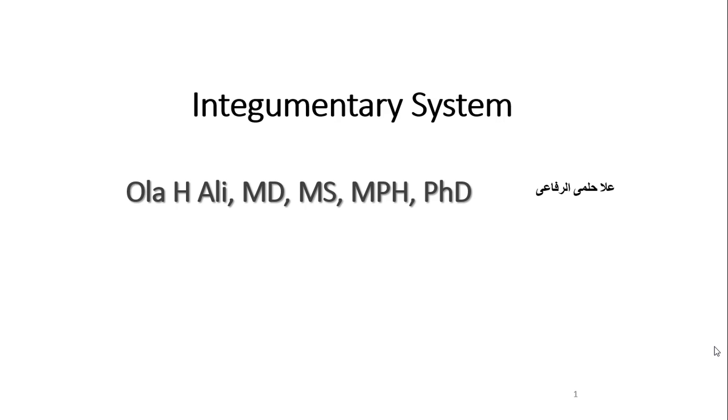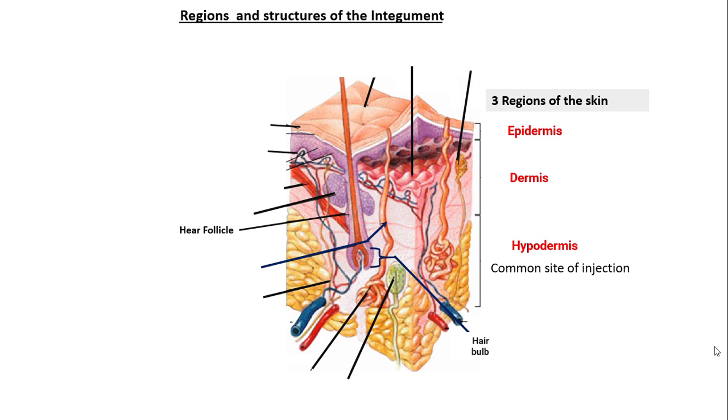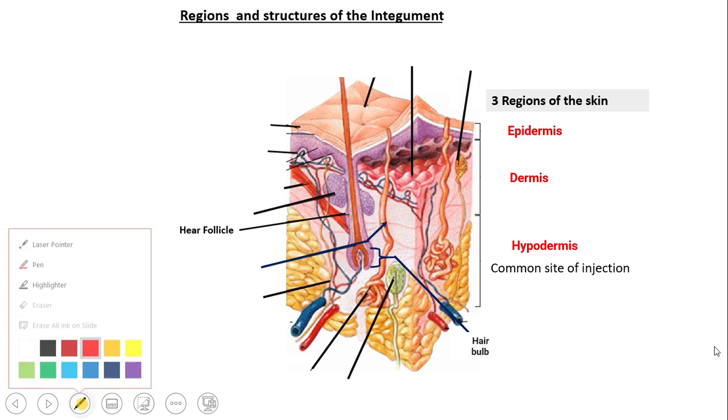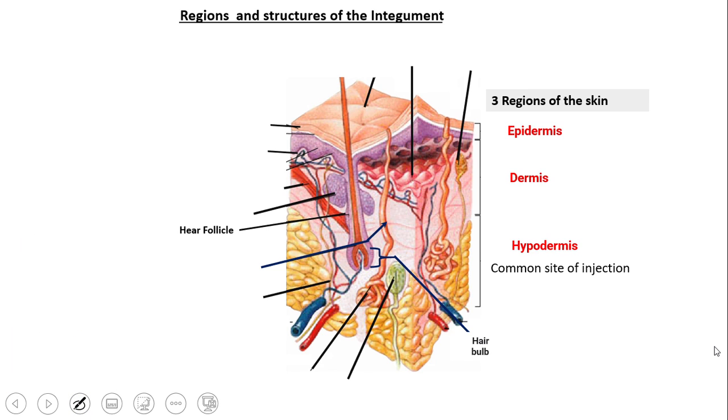Now we will discuss the integumentary system, which is the skin and its associated structures. Let's first have an idea about the three regions of the skin. The top one is the epidermis, which is a stratified squamous keratinized epithelium, and the superficial part of the epidermis is called the stratum corneum. It has the dead cells without nuclei that are full of keratin protein.